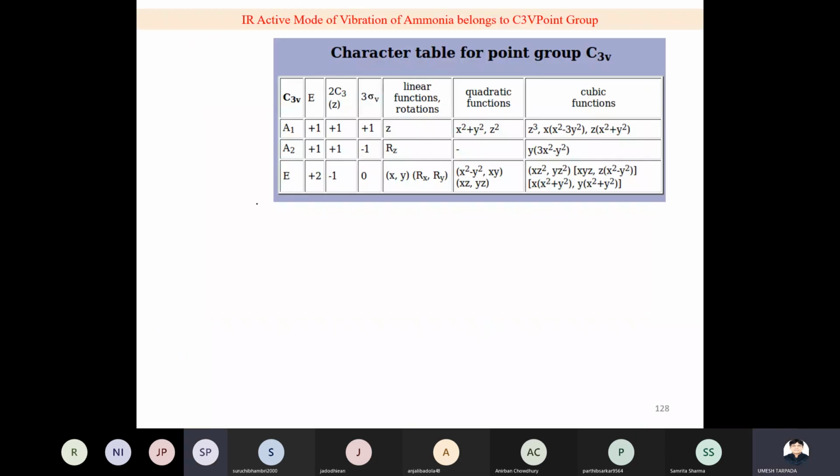Now, in a similar way, in the case of ammonia, again a very simple job. See, this is the ammonia. These are the three hydrogen atoms which are on one side.